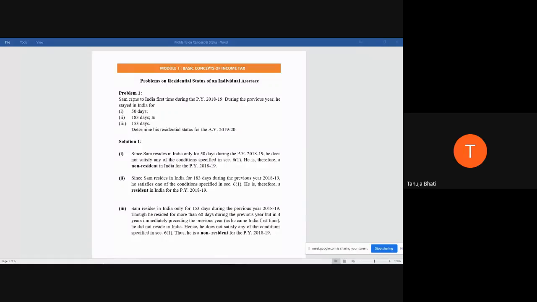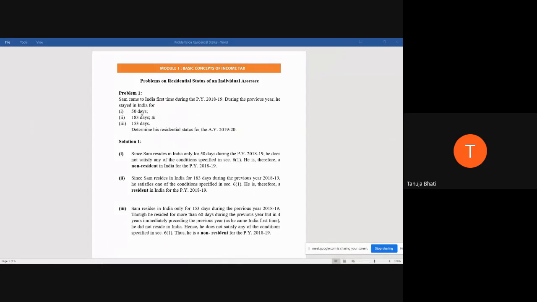There is a first problem, and trust me students, in your final examination, one problem on residential status of an individual is sure to come. So 100% one problem on residential status of an individual is sure to come. So pay attention. Problem number 1: Sam came to India for the first time during the previous year 2018-19. And during the previous year, he stayed in India for, so they have given 3 different situations.